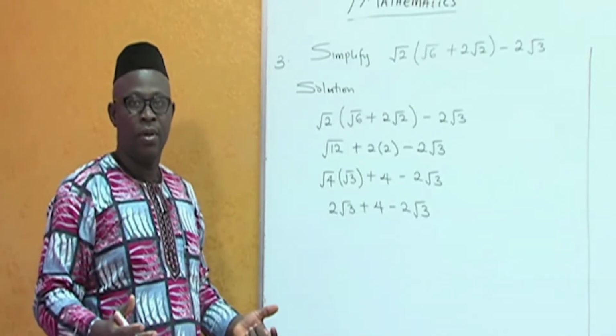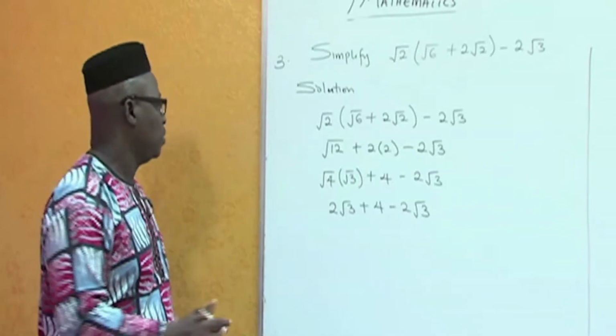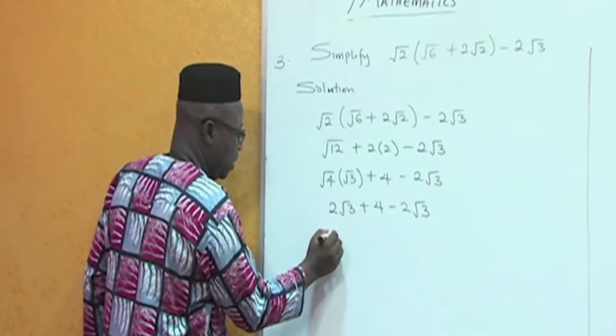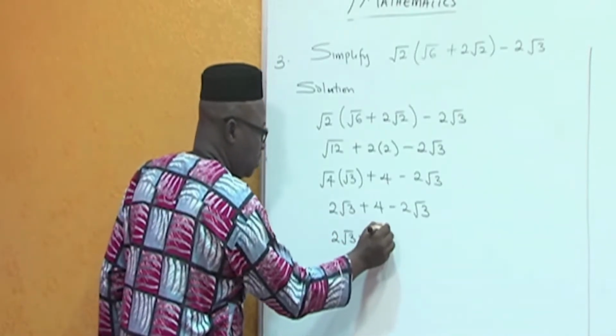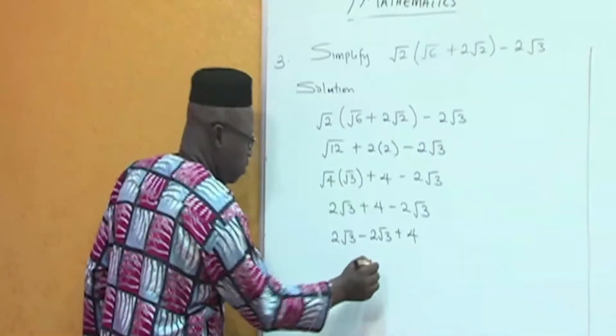We cannot add a surd and a number together. So in this case, I'm going to bring this surd and this particular one together. So I have 2 root 3 minus 2 root 3. Then the number will now follow. So 2 root 3 minus 2 root 3 is 0. So we are actually left with 4.